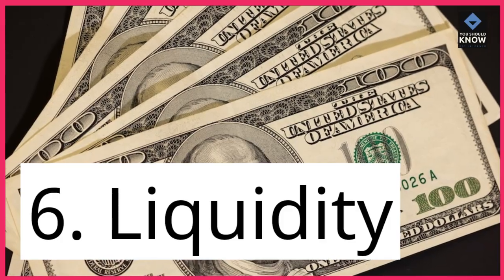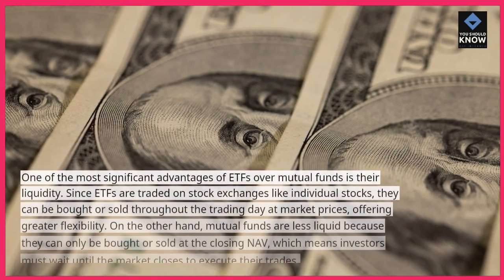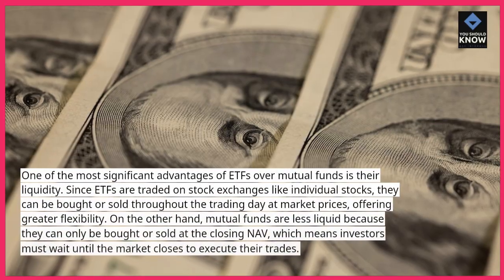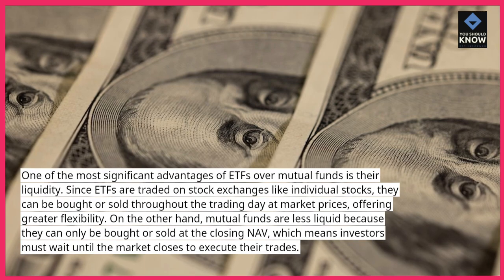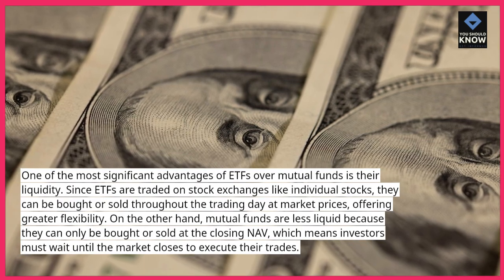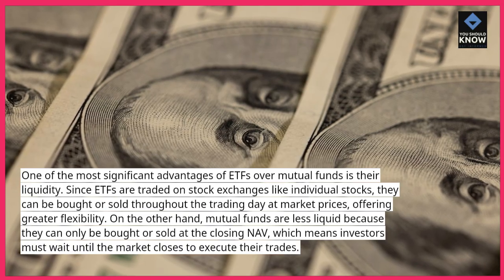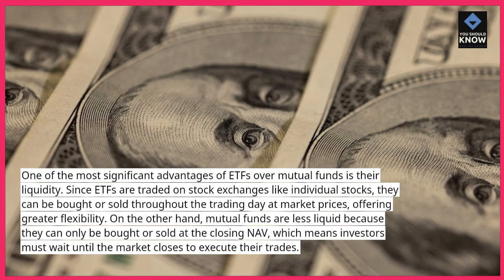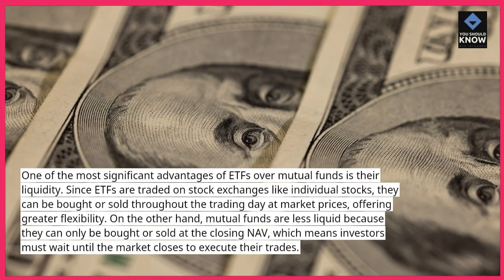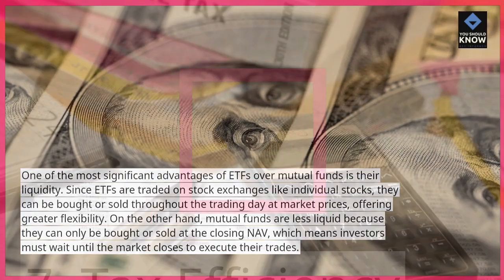6. Liquidity. One of the most significant advantages of ETFs over mutual funds is their liquidity. Since ETFs are traded on stock exchanges like individual stocks, they can be bought or sold throughout the trading day at market prices, offering greater flexibility. On the other hand, mutual funds are less liquid because they can only be bought or sold at the closing NAV, which means investors must wait until the market closes to execute their trades.